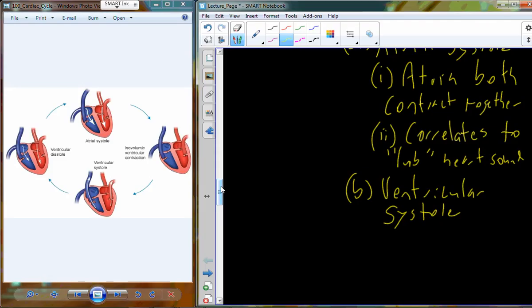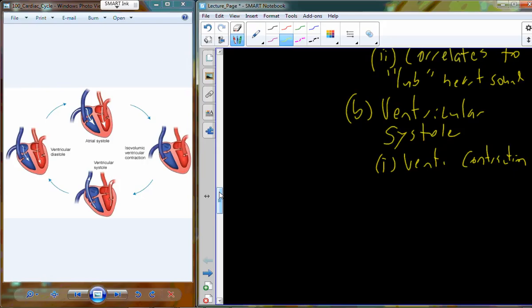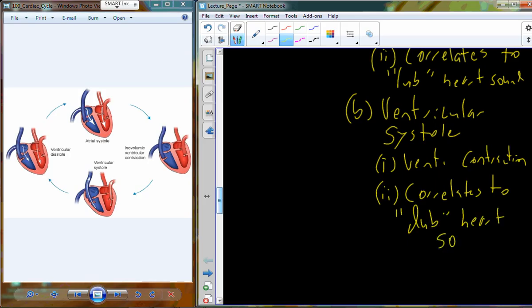The second type of systole is ventricular systole, and as you've probably been able to guess, this is going to occur during ventricular contraction. So the systole is the pressure in the heart during ventricular contraction, and this is going to correlate to the dub sound. Lub is the atria and the AV valve opening. The dub is the valve snapping back shut and then the semilunar valve opening up.